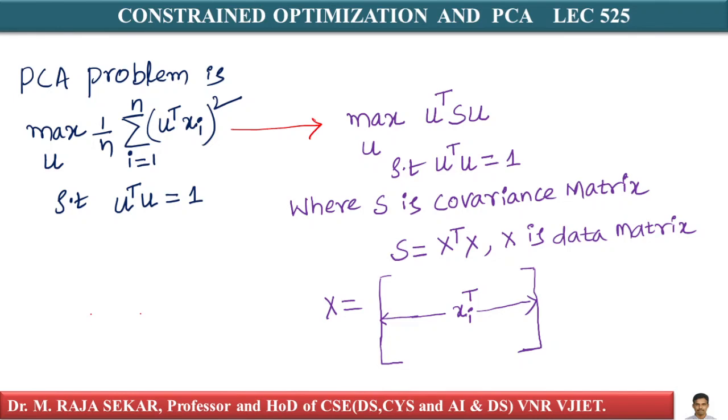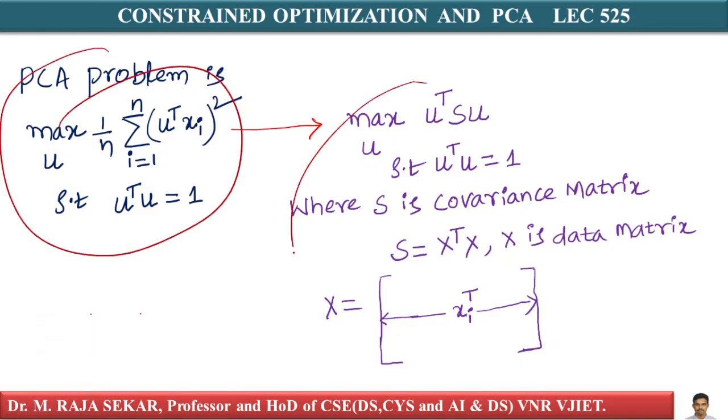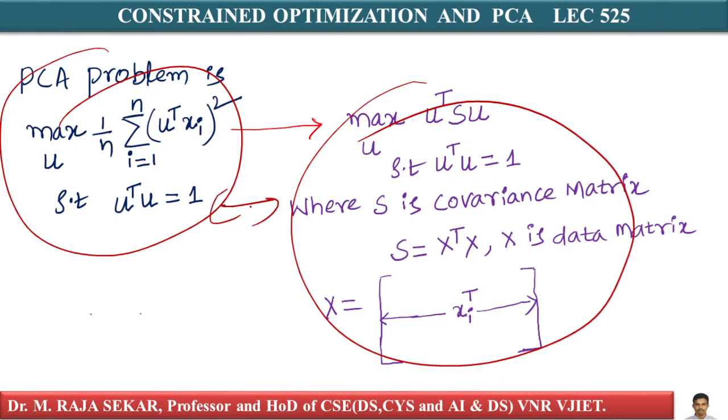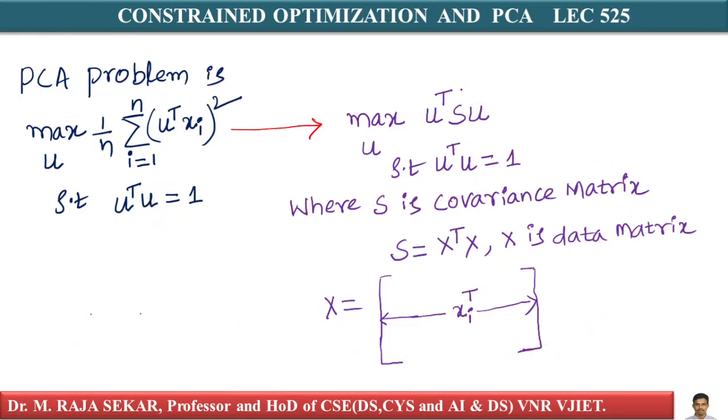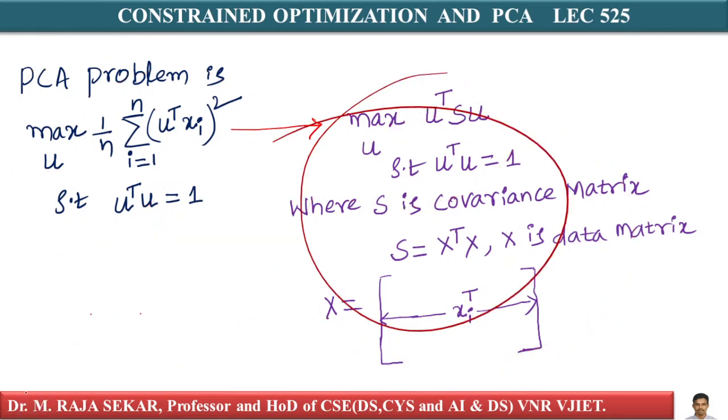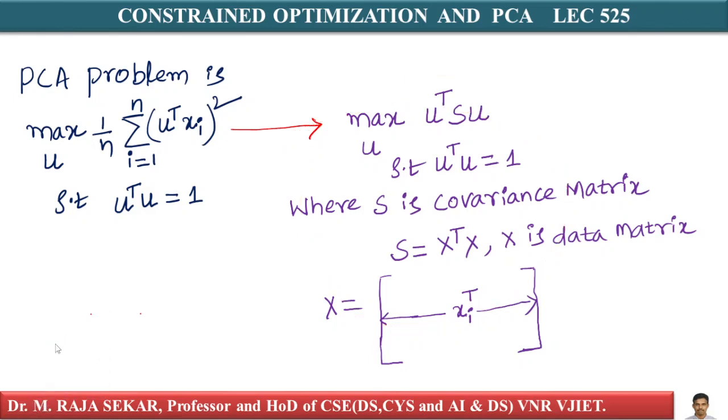Let's focus on which one we have to solve now. Instead of solving this, these are equivalent, this one and this one. Therefore, instead of solving this, now we will solve this. Why? Because solving this is very easy compared to this. Therefore, let me solve this particular problem. How can I solve it? Let us try to understand.